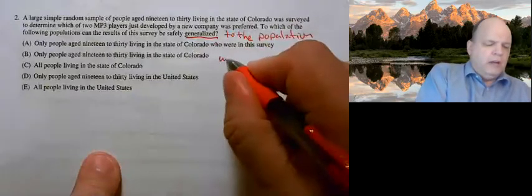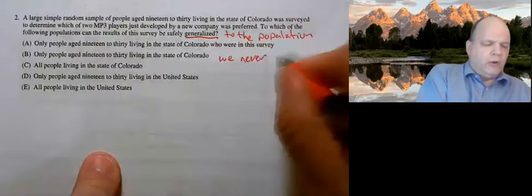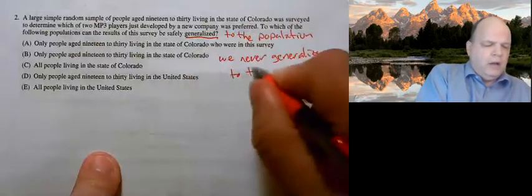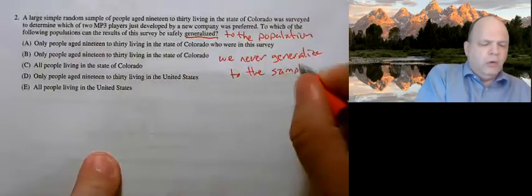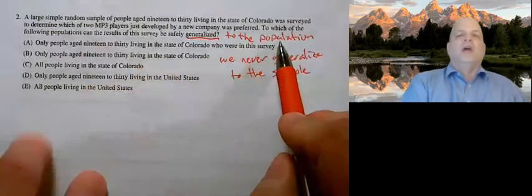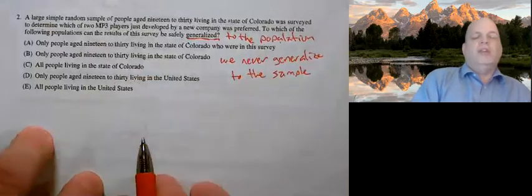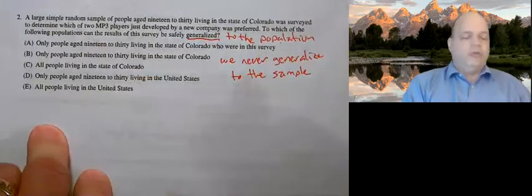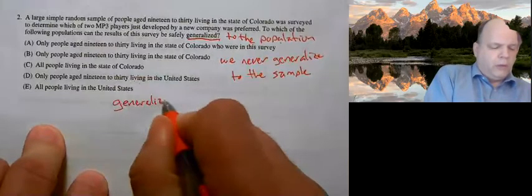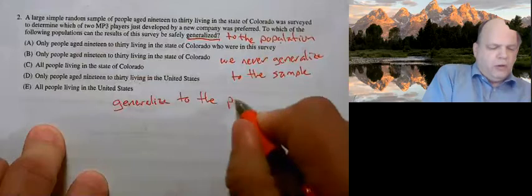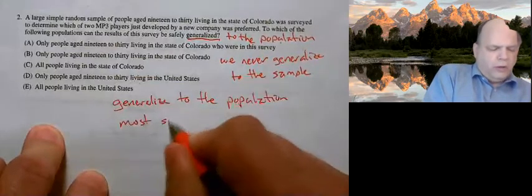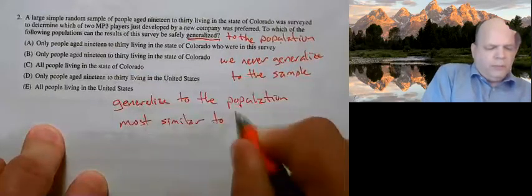Matter of fact, we never generalize to the sample. Why? We know the sample value, right? We know the sample value. We're trying to generalize to the population. So who do we generalize? We always generalize to the population that is most similar to the sample. So we generalize to the population most similar to the sample.